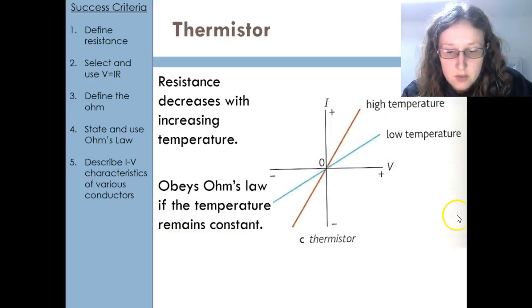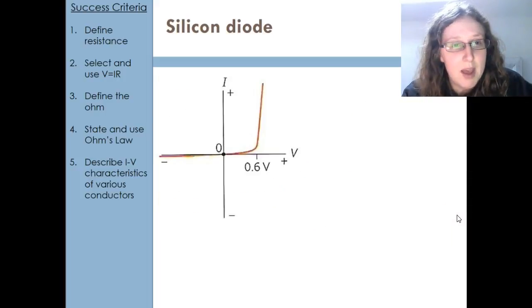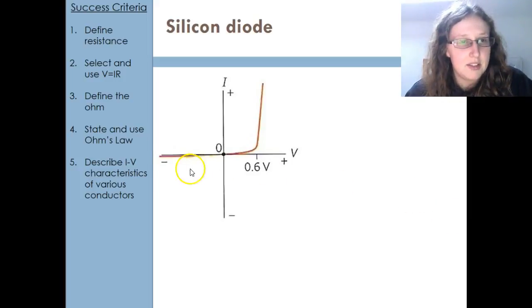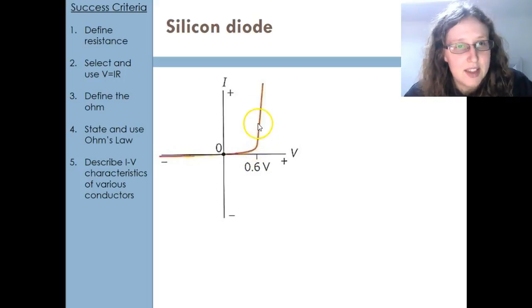Right, the third one that you very specifically need to know are diodes. So this could be an LED or just any sort of diode, and they look like this. So I get a practically zero current when the voltage is in the negative direction, and then I get this shape on the right hand side where I get nothing for a little while, then it starts to increase, and then it very sharply increases.